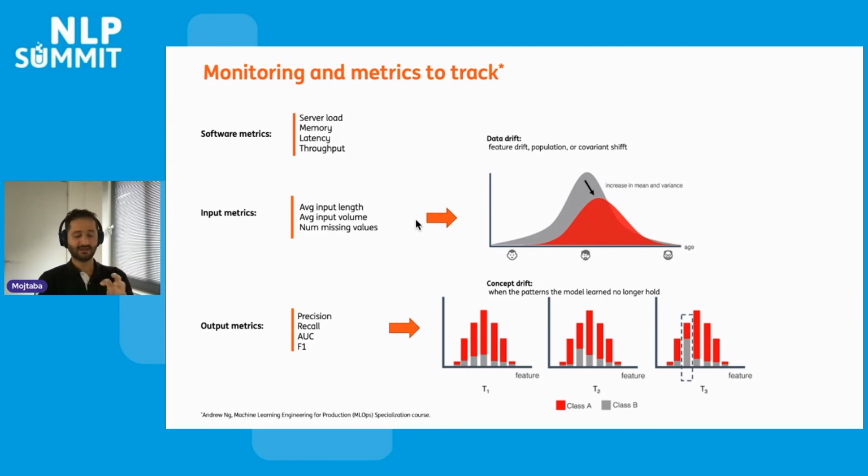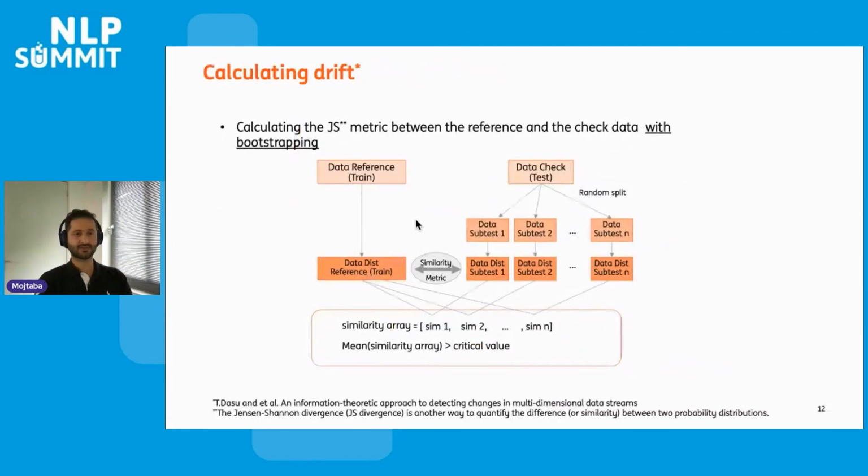So how we can calculate the data drift is also something interesting. In this case, we calculate Jensen-Shannon as a metric of how different the distributions are. But how we do this calculation is the following. Suppose we have a data reference. This data reference is the data you used to train your model. And there is a data check, which is new data coming to your model. It can be input or output, it doesn't matter here.